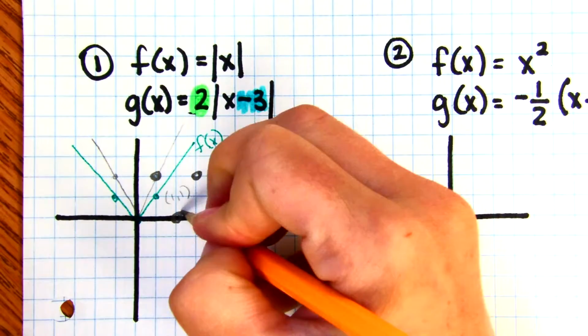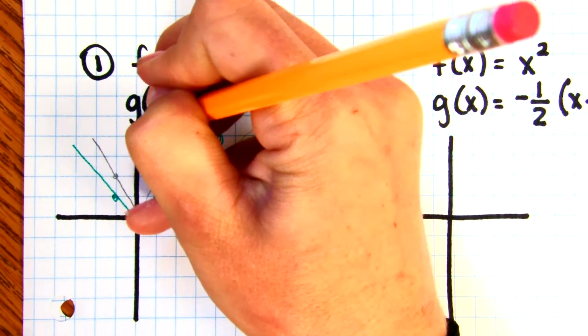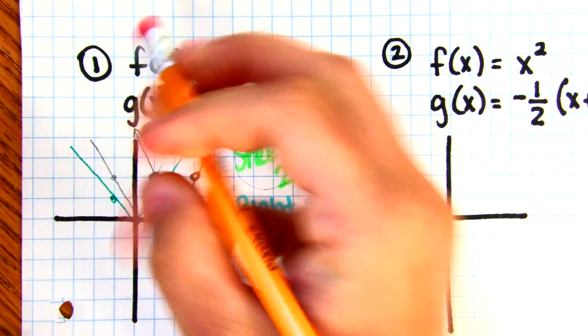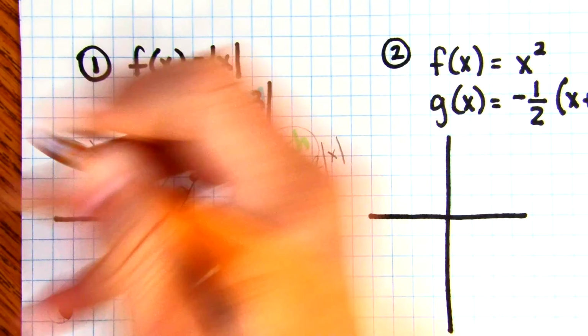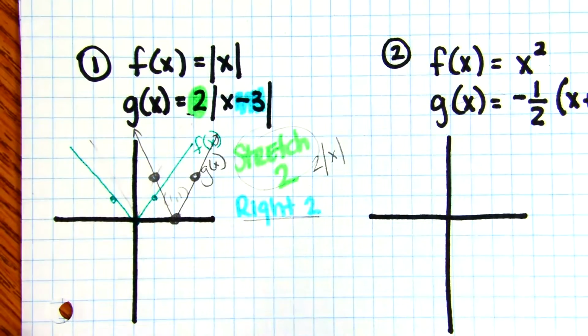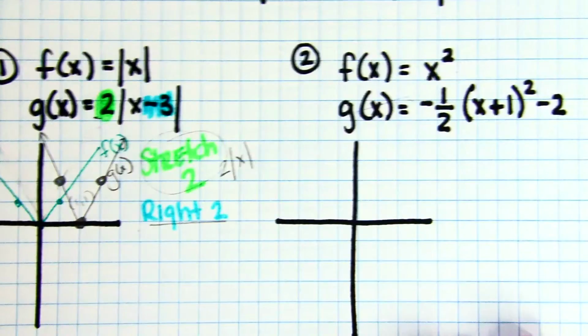And so this is my transformed function. I'm going to go ahead and erase, so to speak, my scratch work. And that is g of x. Let's do the second example.